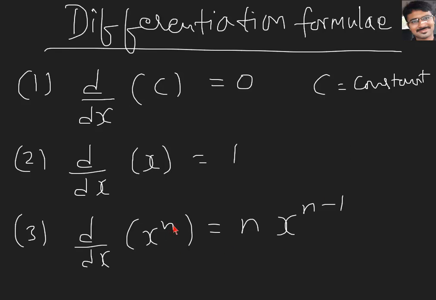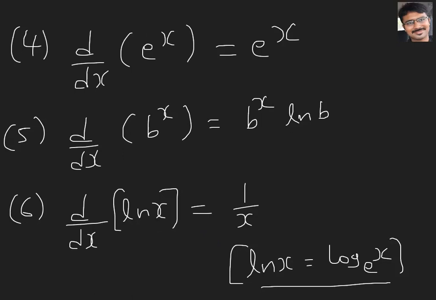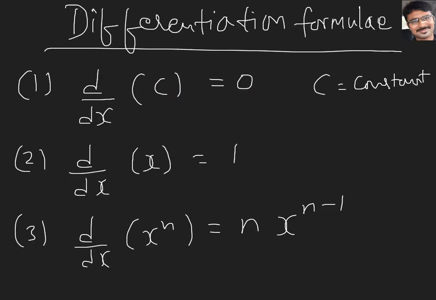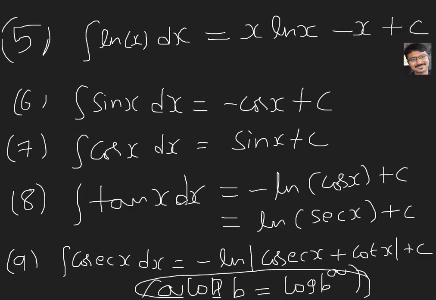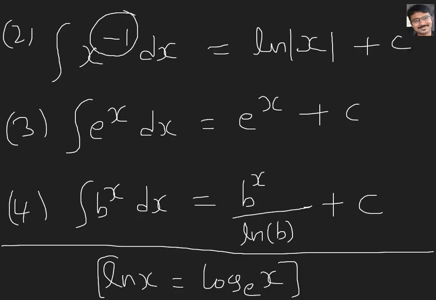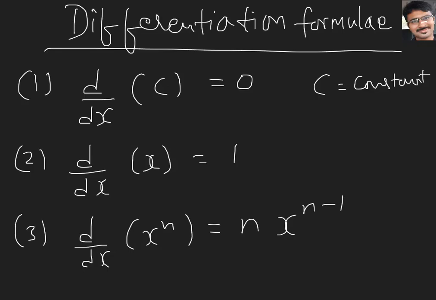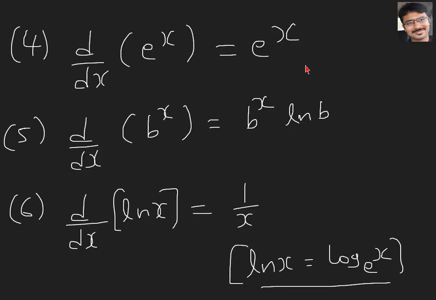So you can take x power 2, x power 3, x power 4 like that, and we will apply these. Another formula to remember: d by dx of e power x is nothing but e power x. If you go back to integration, what is the integral of e power x dx? e power x plus c. So the differentiation of e power x is again e power x. Remember this very important formula. Now d by dx of b power x, where b is some constant.